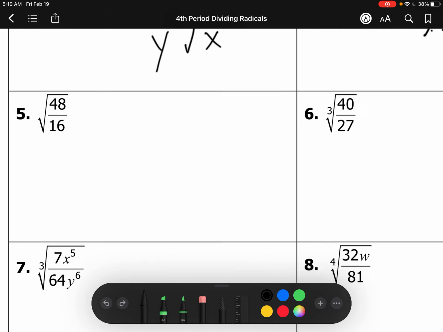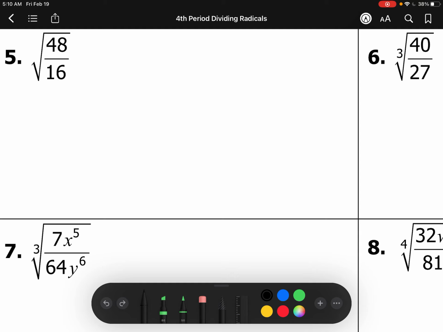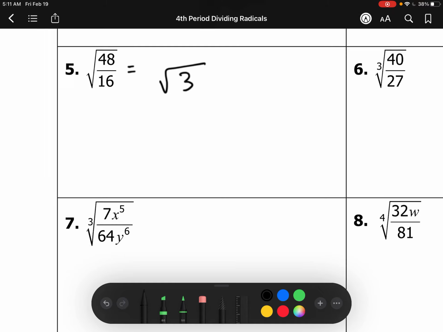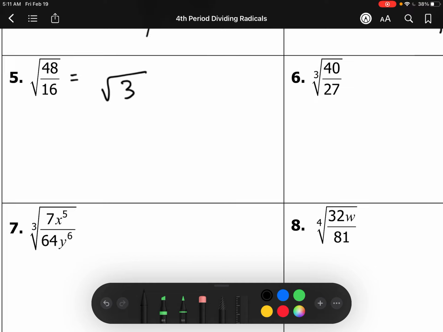For number 5, you're just going to do 48 divided by 16, which is actually 3. So this becomes the square root of 3, right? And we can't take the square root of 3, so that is our final answer, because we can't simplify that any further. It's already in its simplest form. So your answer for number 5 is very simple, just square root of 3.